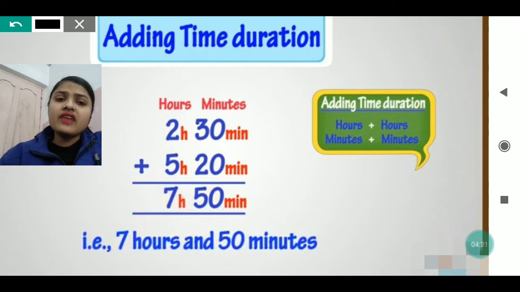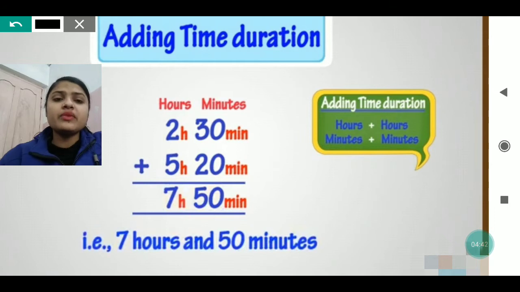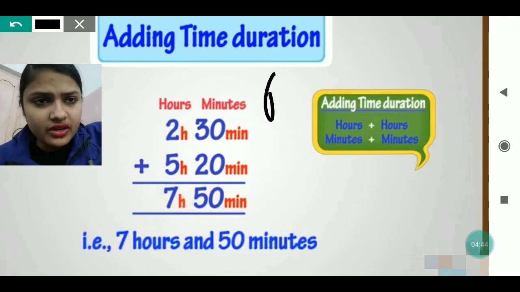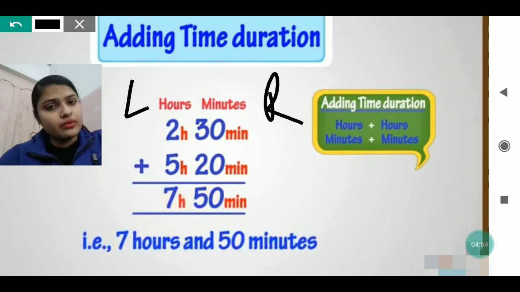In the same way, 5 is given in hour, so you will write 5 in the hour column just below 2. In the same way, 20 is given in minutes, so 20 you will write just below 30 in the minute column. After that we will begin the addition from the right to the left. So 0 plus 0 is 0, 3 plus 2 is 5, and 2 plus 5 is 7. So you will get 7 hours and 50 minutes.